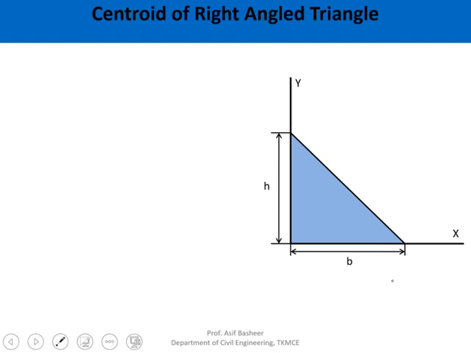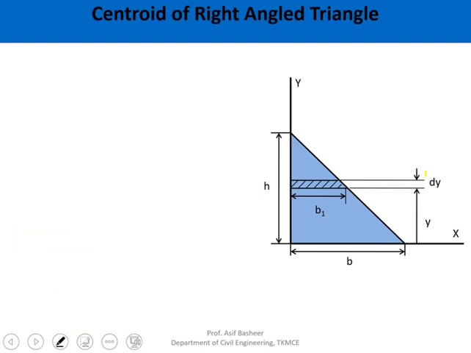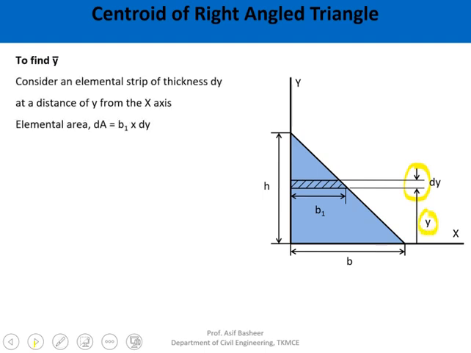So in order to calculate the y bar, what I do is I will consider a section having width dy at a distance of y from the x-axis. Consider an elemental strip of thickness dy at a distance y from the x-axis, such that this elemental area dA, I can write as b1 into dy.